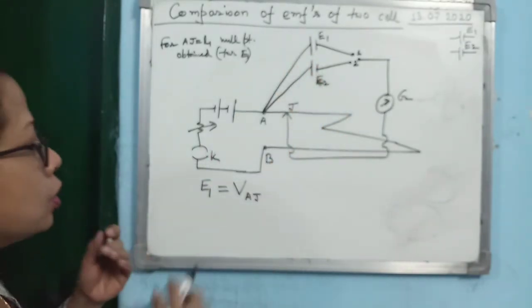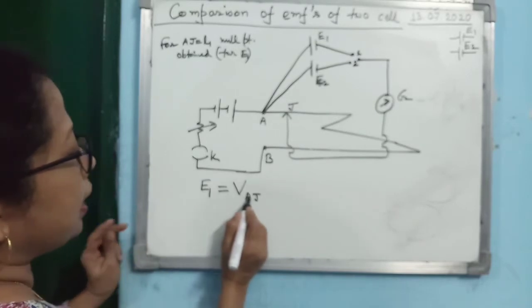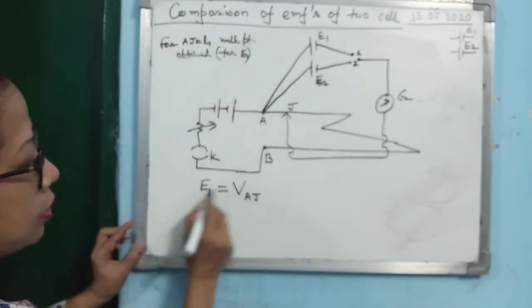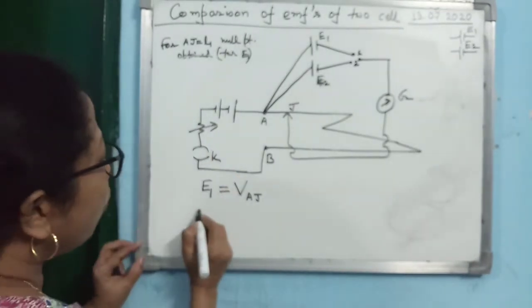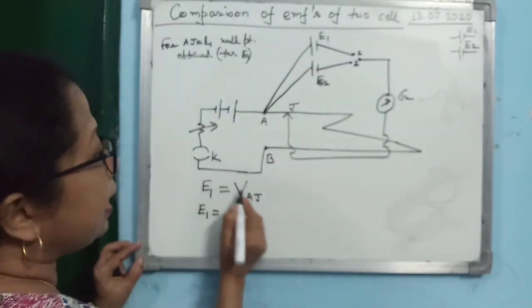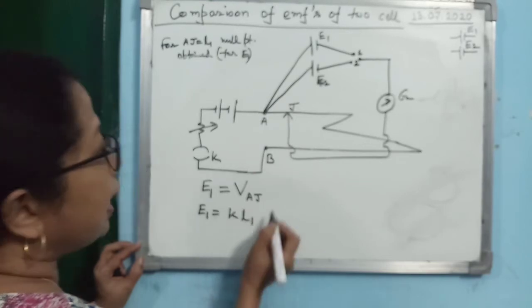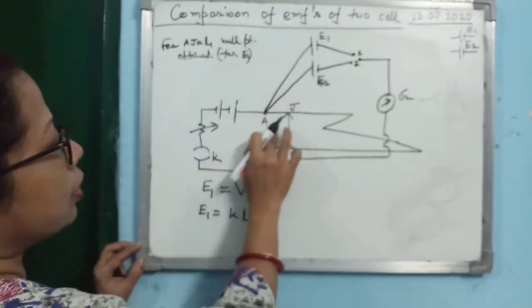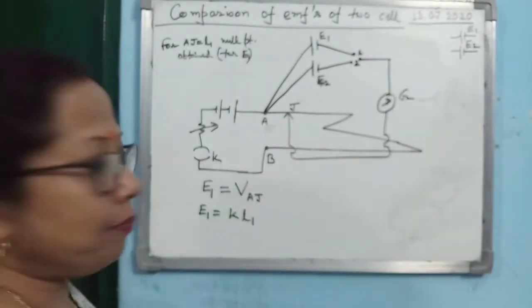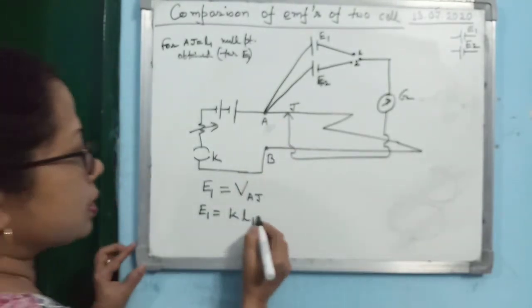Is that clear? So you see, if E1 equal to VAJ, after writing this, you must write the method. First step, as I said, one can write VAJ, it will be K into L1. Let us consider AJ equal to L1. I am not writing it here on the diagram. Okay? So this is the first step.